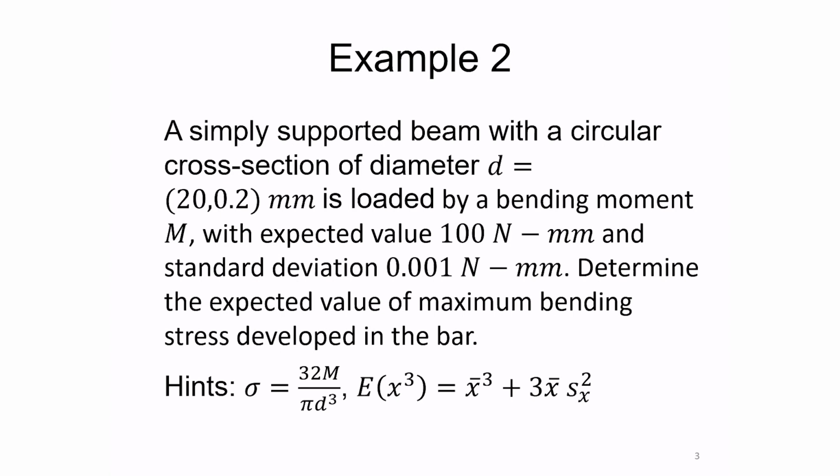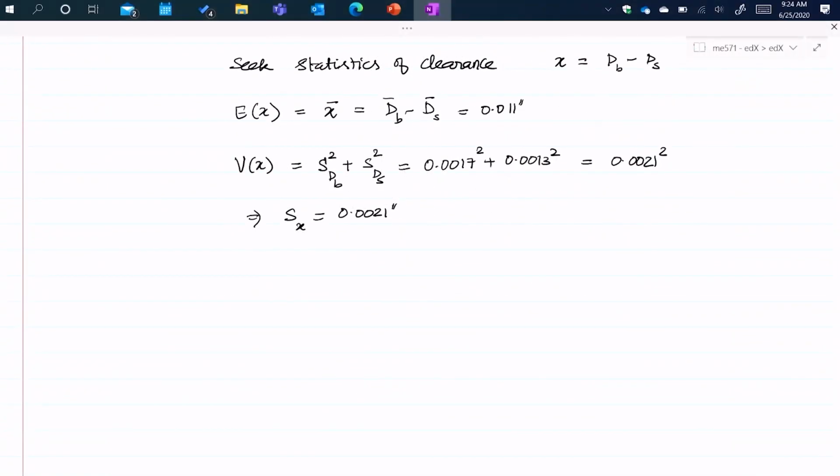The first hint is that sigma, which is the bending stress in this simply supported beam, is defined as 32 M over pi times d cubed. And the second hint is the expected value of x cubed is the mean value of x cubed plus 3 times mean value of x times the variance of x. Okay. Now this is only valid if you have a normally distributed function. So we are assuming here that these distributions are all normal. So we will discuss this a little bit more in the next module. When we discuss normal distribution, we'll discuss the derivation of this formula. Okay. Work through this example.